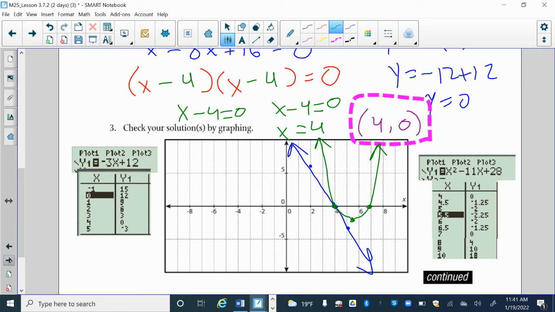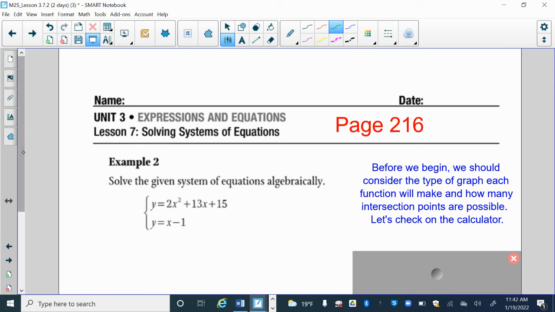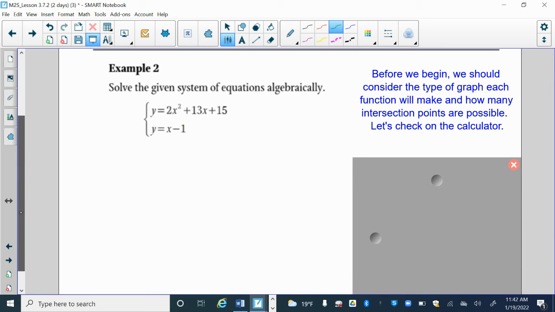So if we flip the page, example 2, we're still going to use algebra. I made some notes off to the side. Before we begin, we could consider the type of each graph we'll make and how many possible intersection points there are. We know there's either 0, 1, or 2. We don't necessarily need to check them in the calculator at the beginning. We'll know that based on what our answer is when we substitute this in.